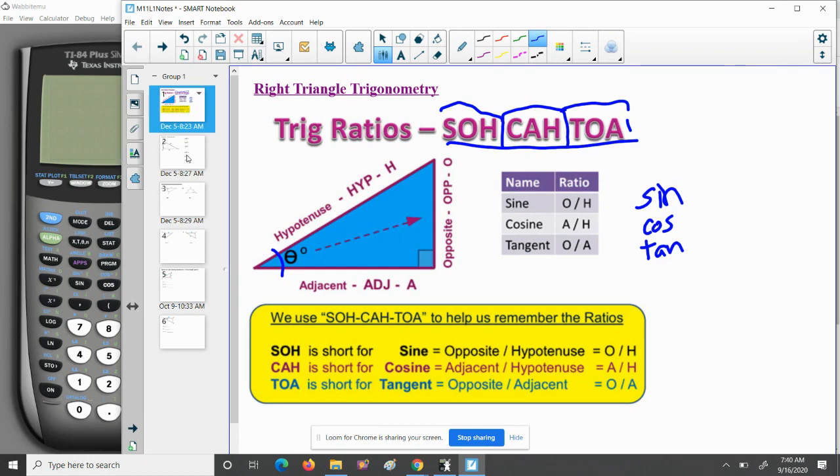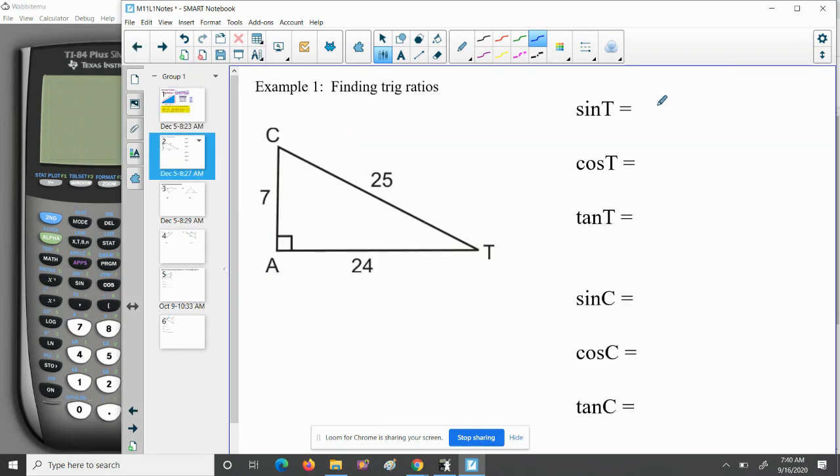Next I want to take a look at writing these ratios. We're not going to solve for anything or find anything yet. All we're doing right now is writing out what these ratios actually are. In this picture, first we have sine, cosine, and tangent of angle t. So we're going to start out by looking at angle t.